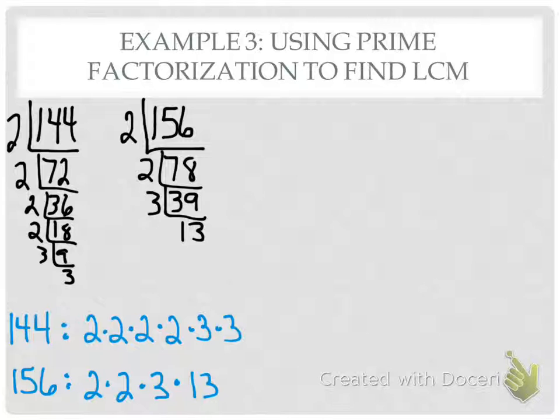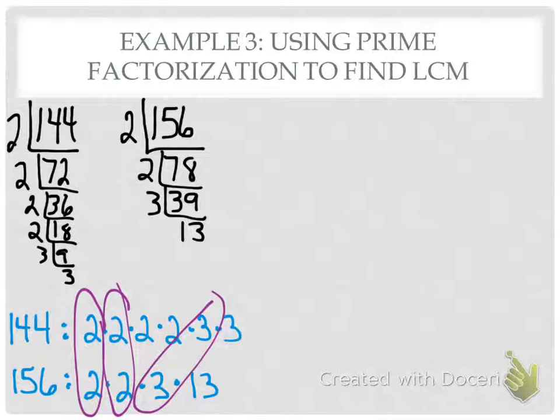LCM. How do I do the LCM? I've got to pair them up, right? So let's go ahead and pair up. I've got a couple pairs of 2s and a pair of 3s. So for each pair, how many times do I write it in my LCM? 1. For each pair, I write the number 1 time in my LCM. 2 times 2 times 3. But I'm not done yet.